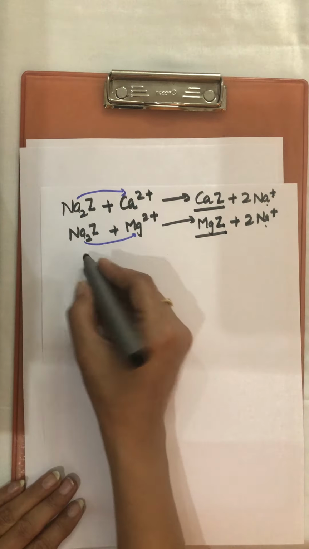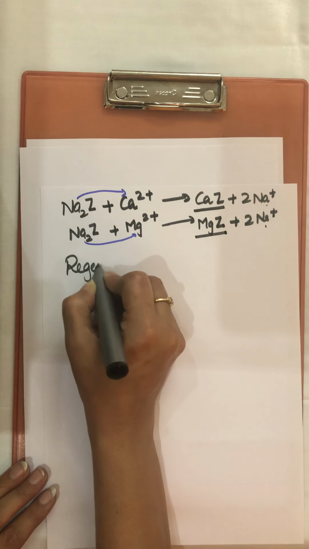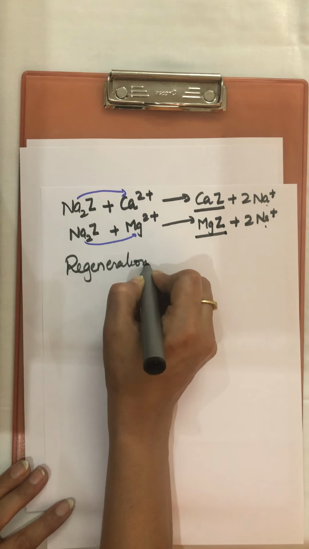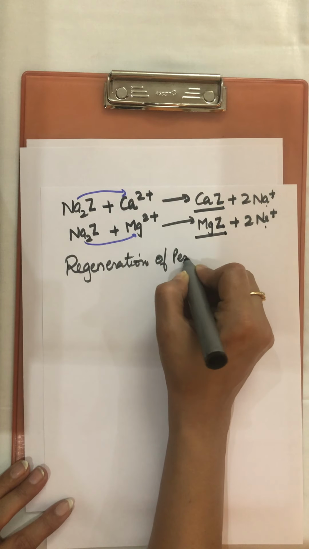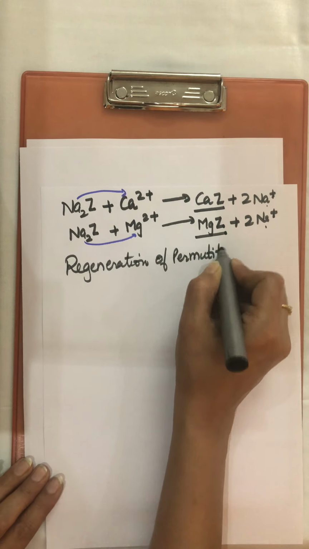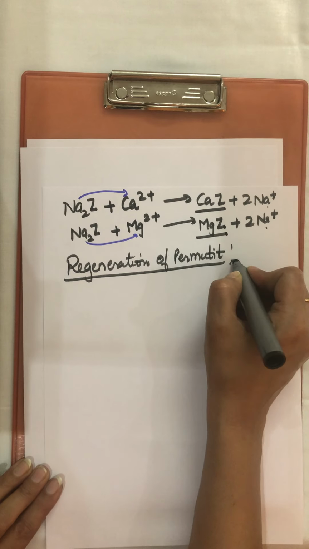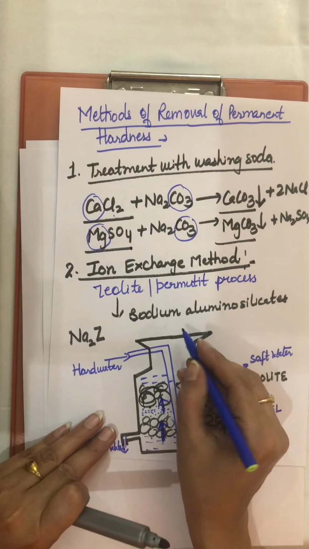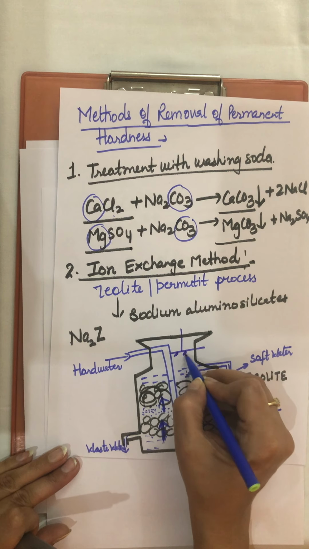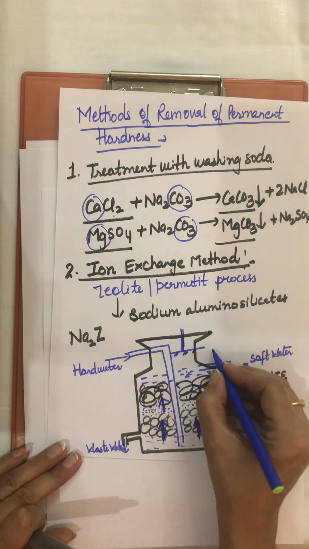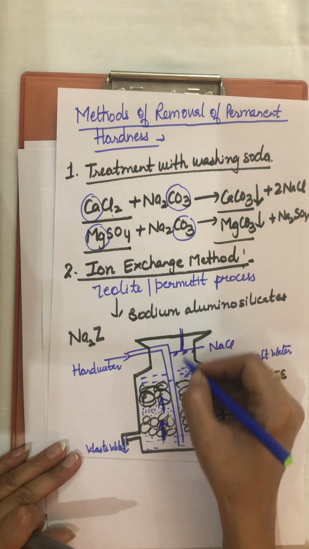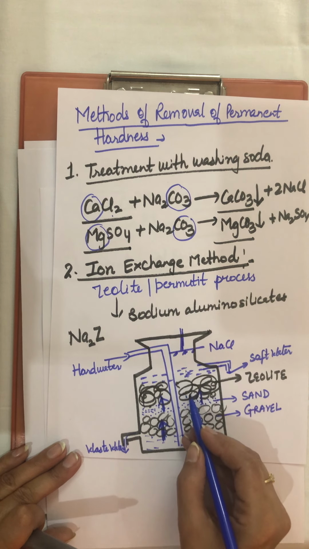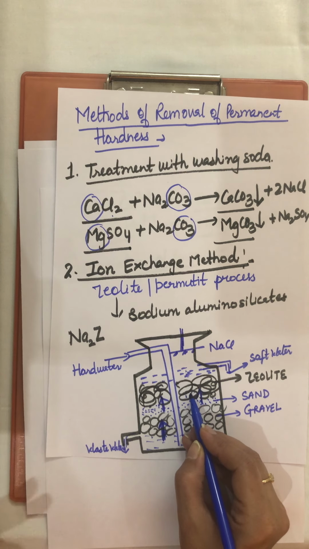Next part is regeneration of permutit. To get the permutit back from the top of the tank here, we have to spray from the top. We have to spray NaCl. So when NaCl will get sprayed here, this Na again will come in the zeolite, and from zeolite calcium and magnesium will come back. They will come out from the zeolite.